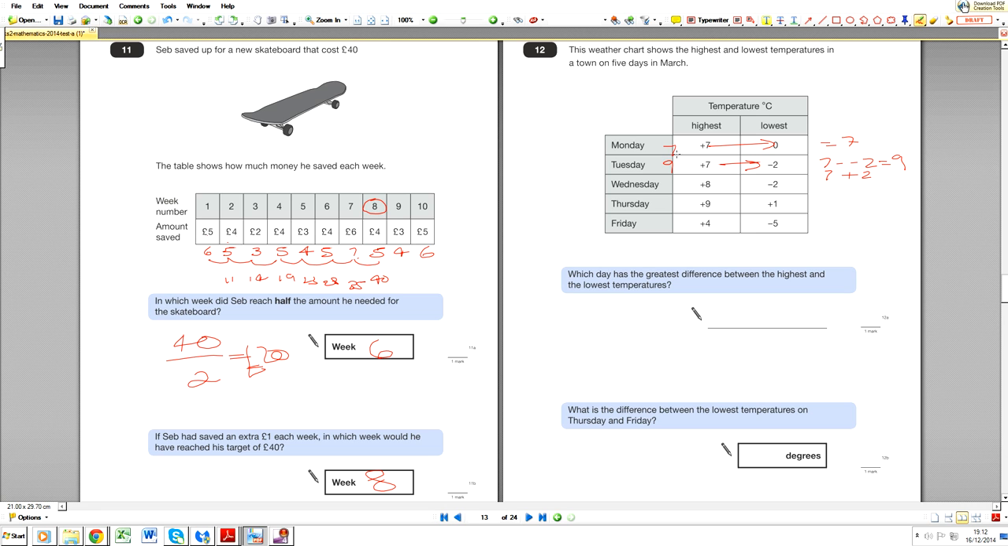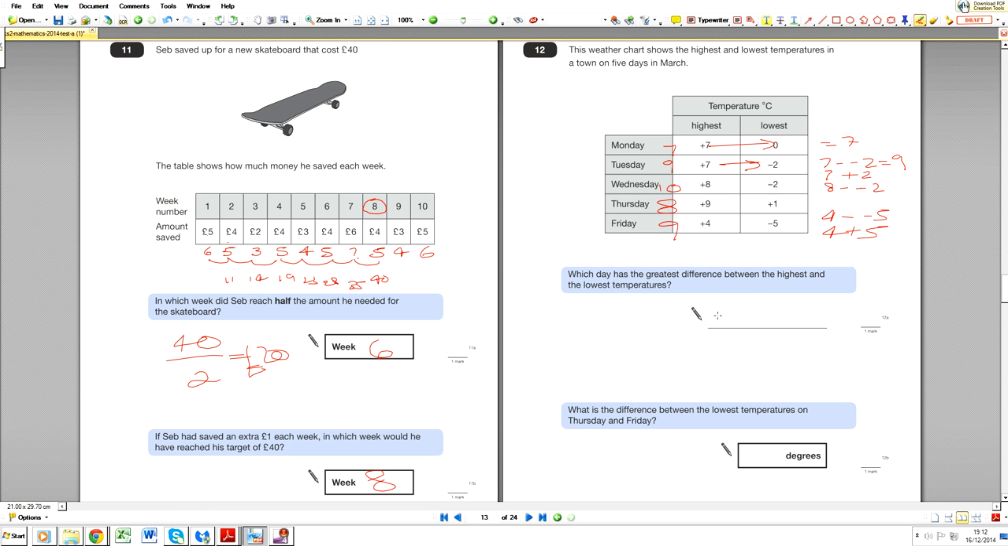This one has a difference of 7. Now, what's the next one? So let's nail 8 minus minus 2. The difference is the largest number, take away the smallest number. So what's 8 minus minus 2? 10. Lovely. So 9 take away 1 is 8. And 4 take away minus 5 is 9, because two minuses become a plus.